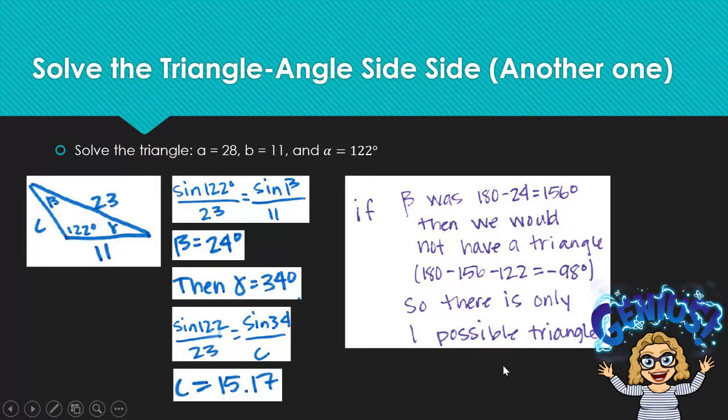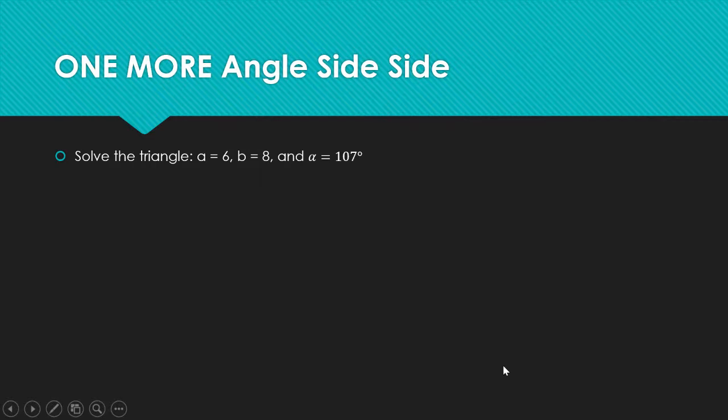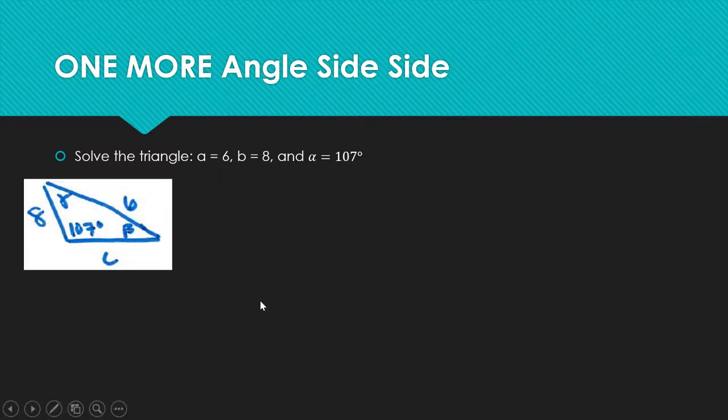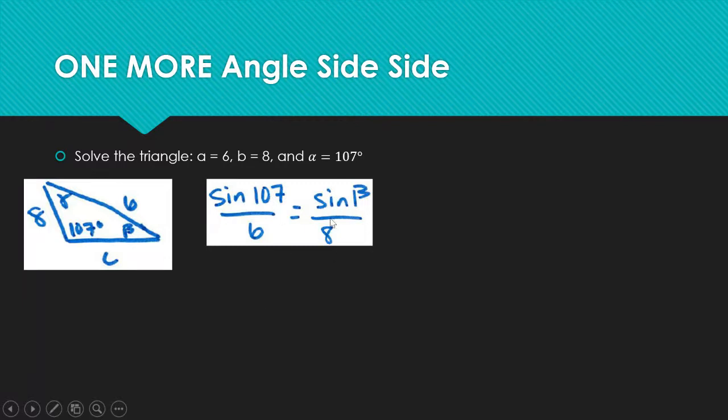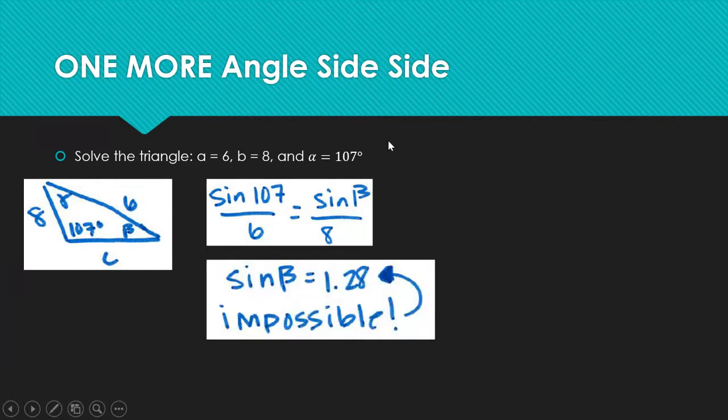All right. One more angle side side. A is 6, B is 8, alpha is 107. Some of you will take a minute to look at that and already know something has gone terribly wrong. Okay, draw it up. If you want to set it up to find your beta, sine of 107 over 6 equals sine of beta over 8. We cross multiply, divide by 6, take the inverse sine of it, and your calculator is going to say error, because we can't have a sine more than one.